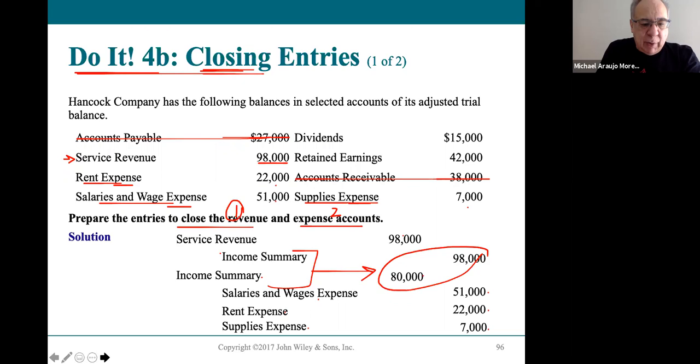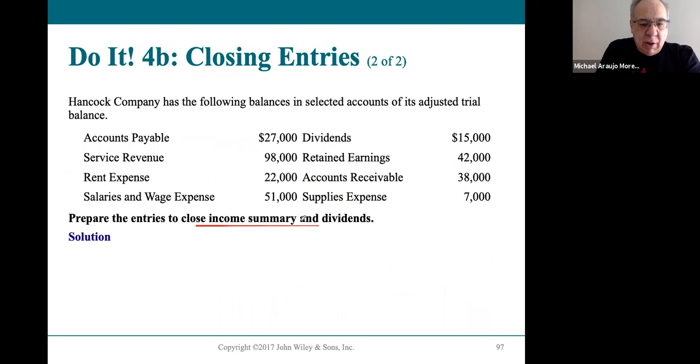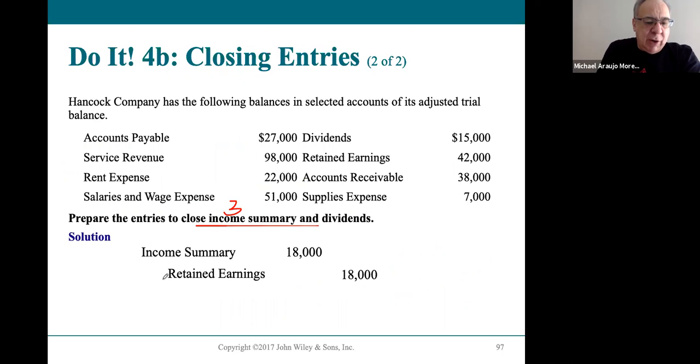And the very third thing we need to do, right, is close income summary. You know, there's 18,000 sitting in income summary, and we move that to the retained earnings account. So we close income summary and move the profit, our net income, into retained earnings. Okay. Income summary is closed because there's an equal amount of debits and credits in the account now. 98,000 of credits, 98,000 of debits is a zero balance.